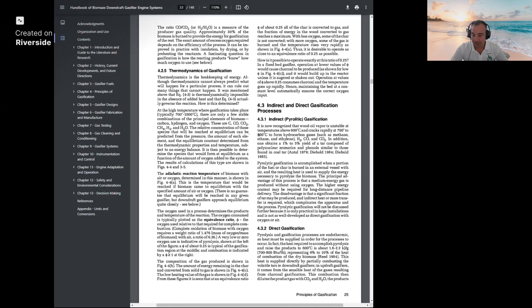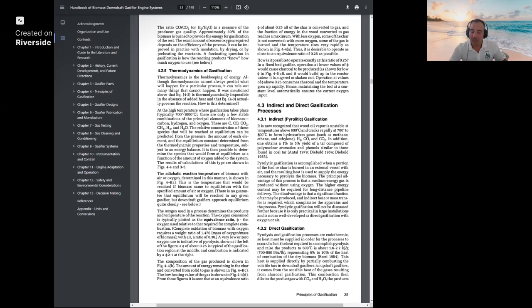Complete oxidation of biomass with oxygen requires a weight ratio of 1.476. A very low or zero oxygen use is indicative of pyrolysis, shown on the left of the figure, and combustion is indicated by an equivalence ratio greater than one, at the right. So you're hitting pyrolysis on one side and combustion on the other.